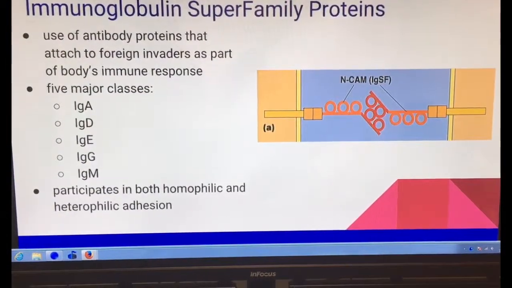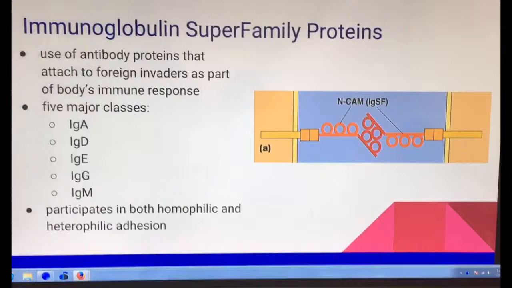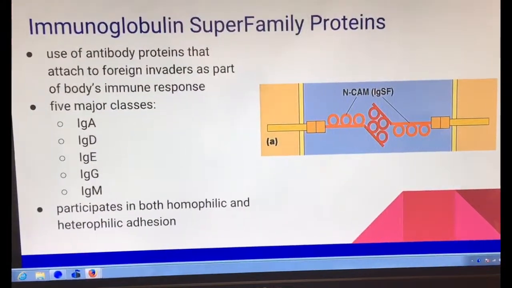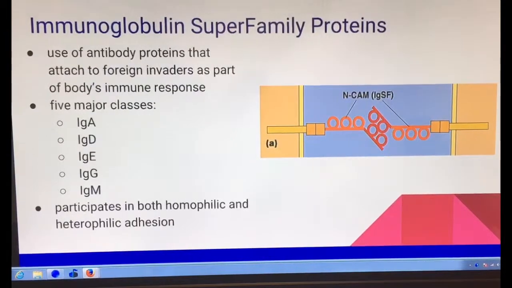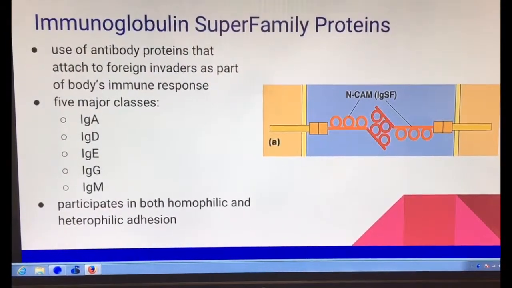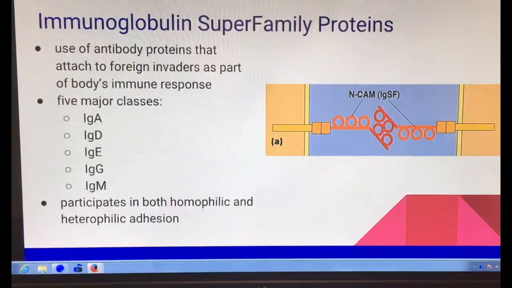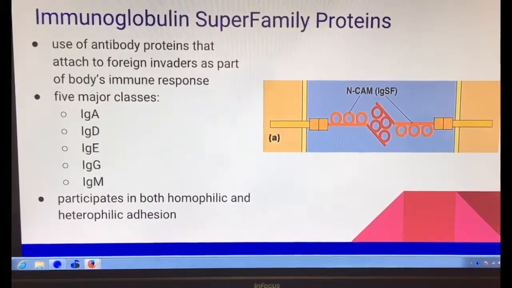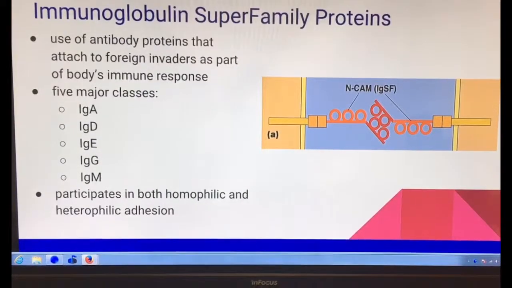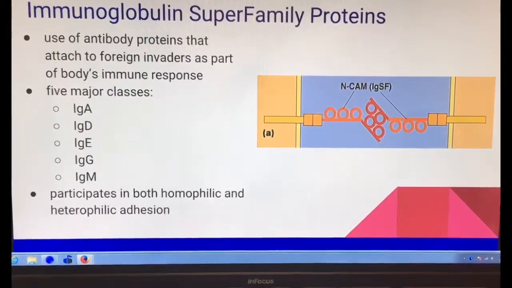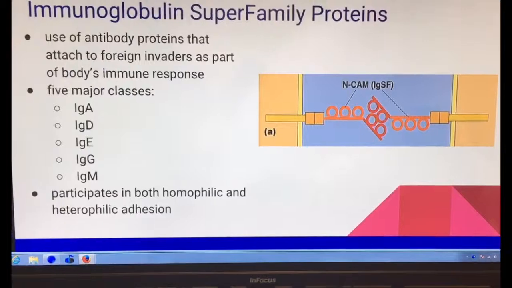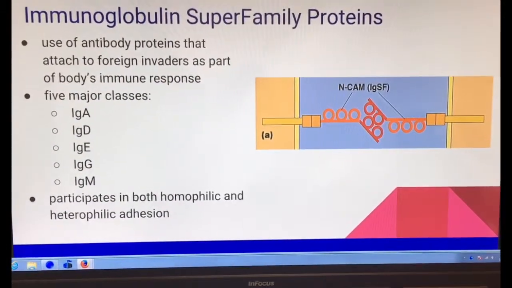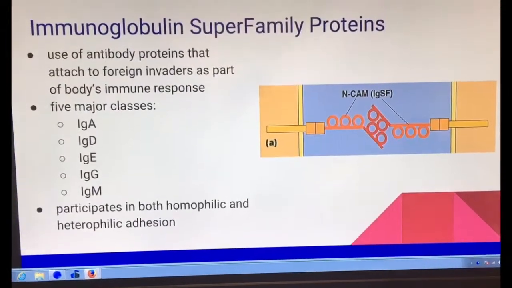The IgA class plays a role in mucosal immunity. The IgD has antibody expressed in plasma membranes of immature B lymphocytes. The IgEs play a role in allergic disease. IgGs are protein complexes that contain four peptide chains, and IgMs are the largest antibody and appear in response to antigens.